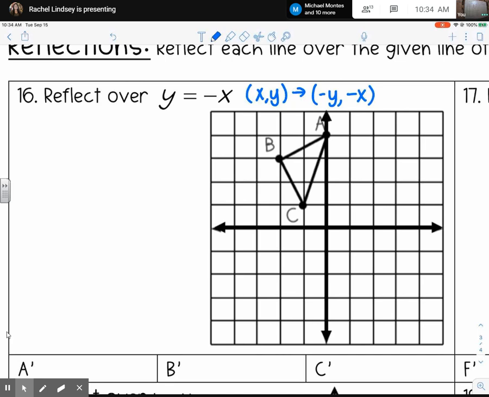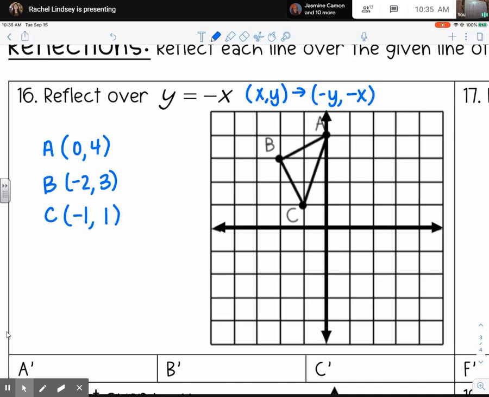I'm going to write out my original coordinates because that helps me. So A starts off at (0, 4), B is at (negative 2, 3), and C is at (negative 1, 1). I write out my original coordinates when I'm using the coordinate rule, like negative y, negative x, so I can see what I'm actually flipping. Again, if you're using patty paper, you don't have to do all of that part. You can just actually flip it with the patty paper.